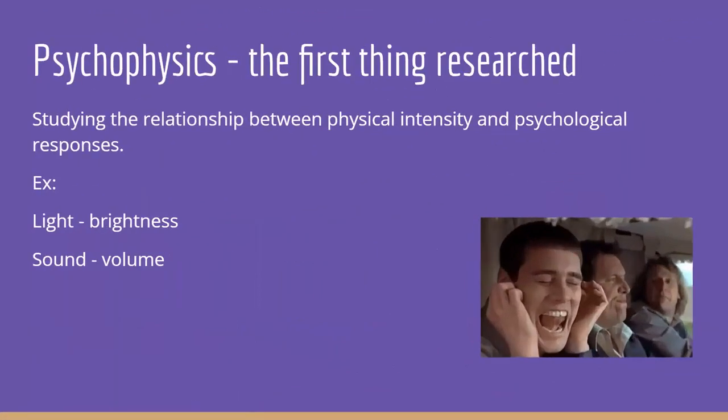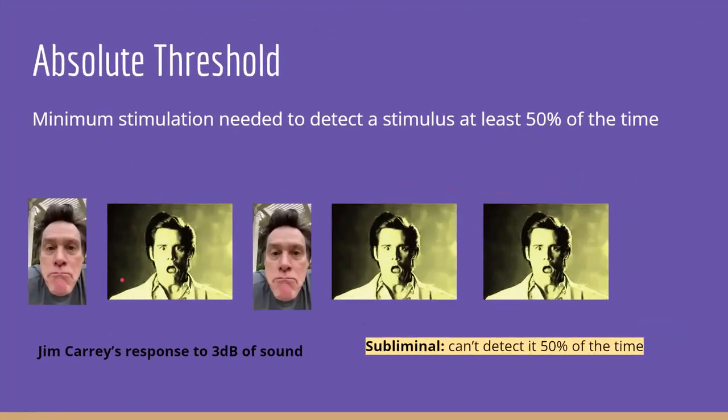Psychophysics. This was the first psychological thing researched, by the way. This is studying the relationship between physical intensity and psychological responses. So let's say, light is physical, brightness is psychological. I see light, whoa, that was bright. I heard sound, whoa, that was loud. So that's just the relationship between those.